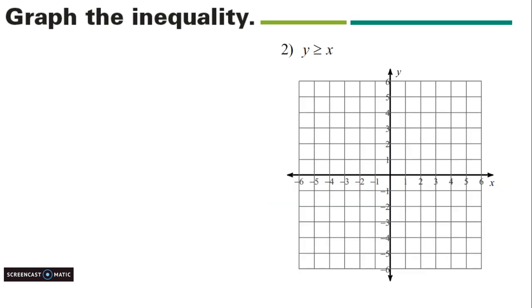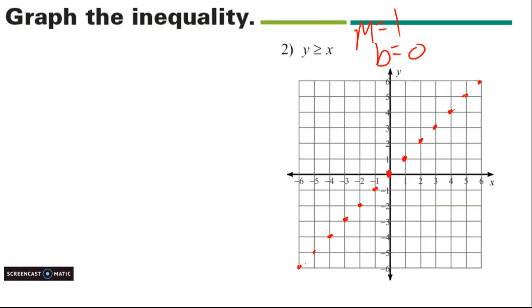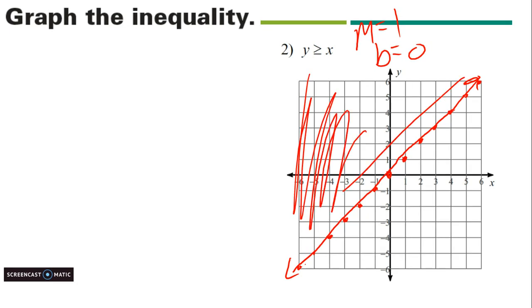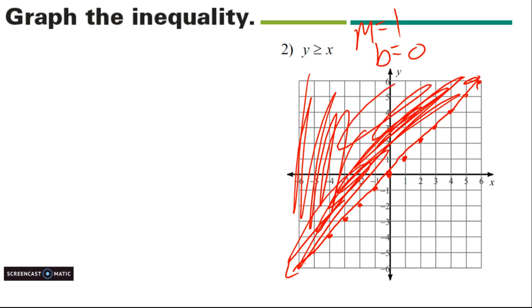Y is greater than or equal to x, so you have a slope of 1, a y-intercept of 0. So we're going to start at 0, we're going to go up 1 over 1, and we need a solid line again. I'm just going to add a bunch of points on here so that I can connect the dots. All right, here we go. That's not bad. Arrows on both sides, and then it's greater than, so we are going to shade above the line. And we're done.